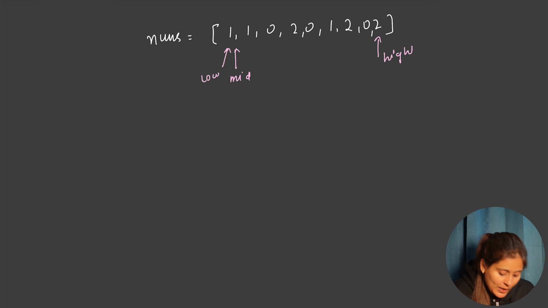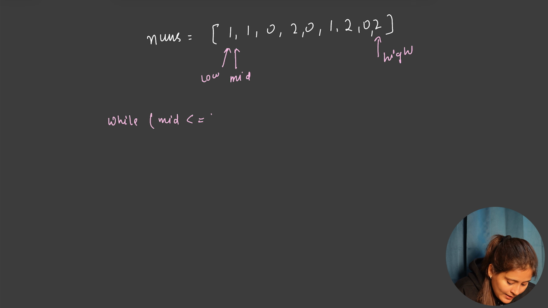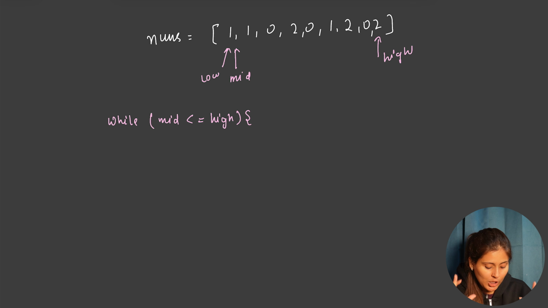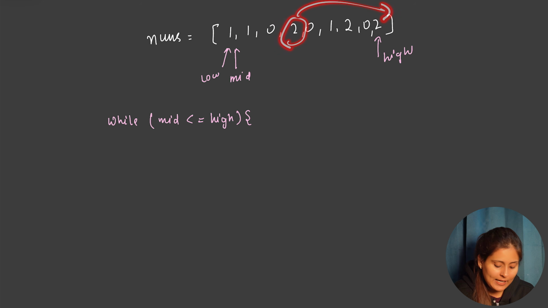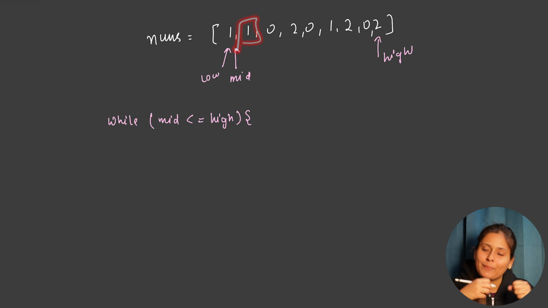So in the while loop, we will write while mid is less than or equal to high, till then the condition will run. So mid is running, high is running. Mid will decide, running and checking which number it is. If it is 2, it will give it to high. If it is 0, it will go to the low side. If it is 2, it will go to the right side. And if it is 1, mid will keep it with itself. So that's the definition.